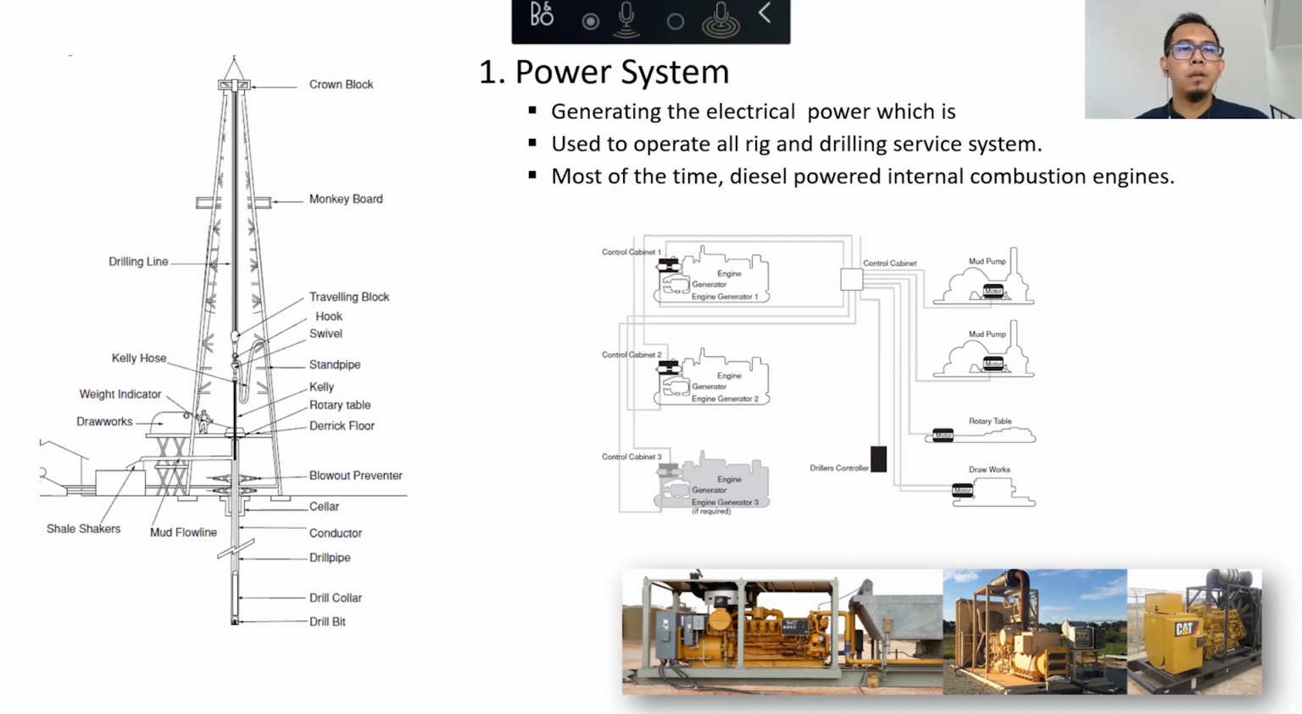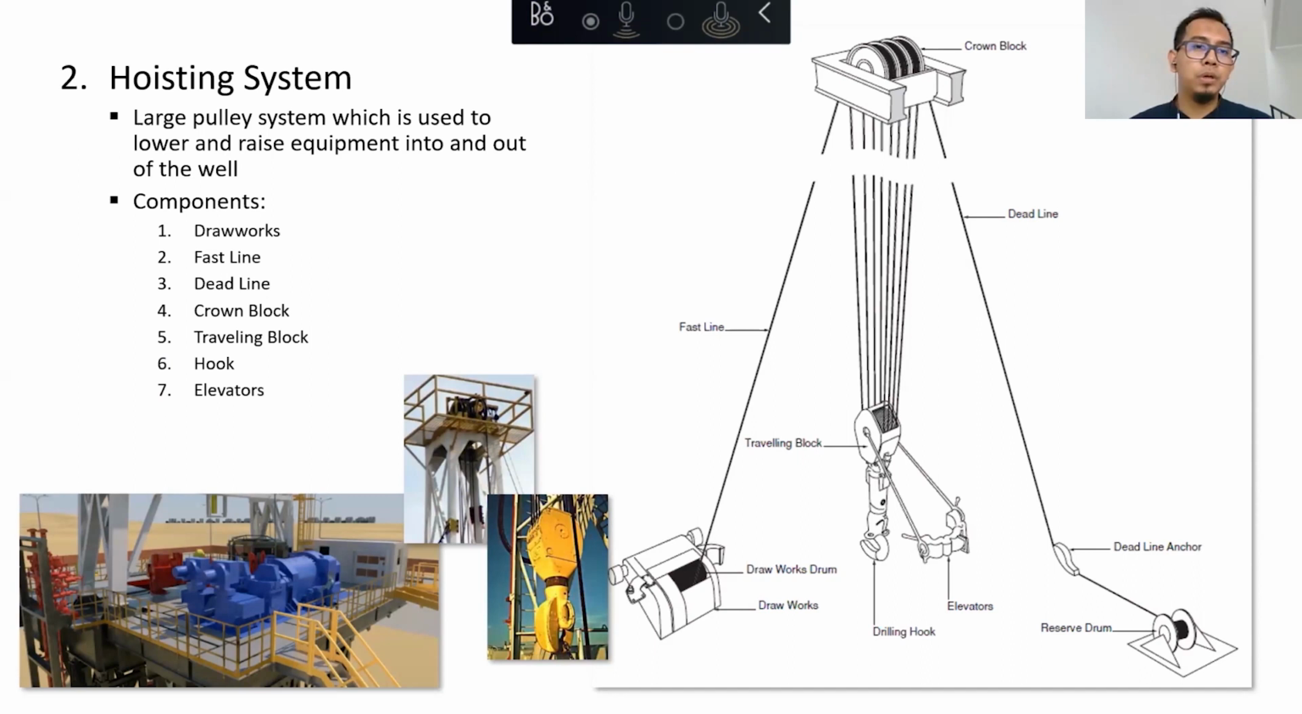A hoisting system is a large pulley system which is used to lower and raise equipment into and out of the well. Sometimes they also use it to lift some very heavy equipment at the site, but rarely. The components of the hoisting system consist of drawworks, fast line, dead line, crown block, traveling blocks, hooks, and elevators.